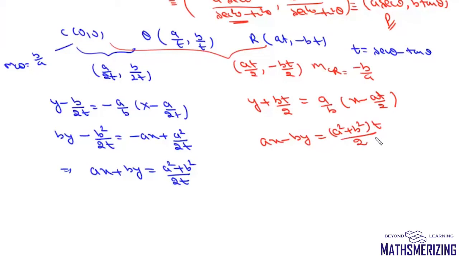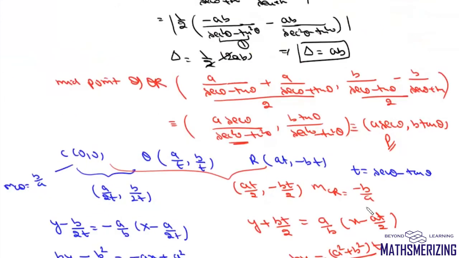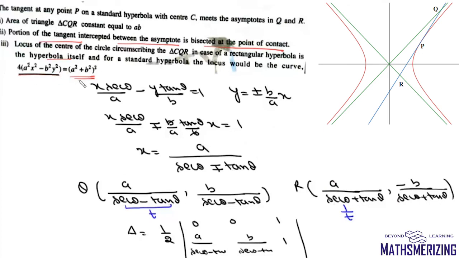t upon 2. Now we need to eliminate this t. So what we'll do is multiply both the equations. Then we can write this as a square x square minus b square y square equals a square plus b square whole square upon 4. So the required locus will be 4 times a square x square minus b square y square equals a square plus b square whole square, and that is the result that we need.